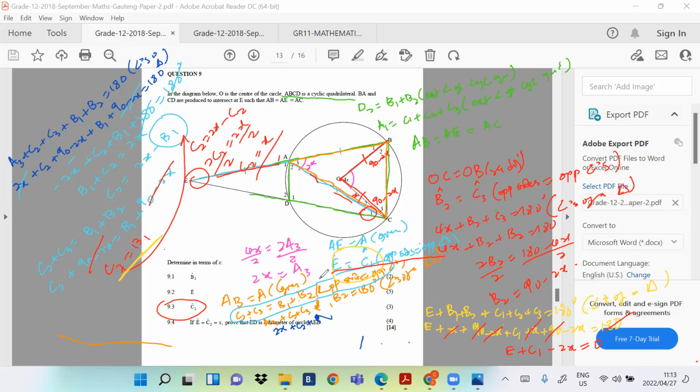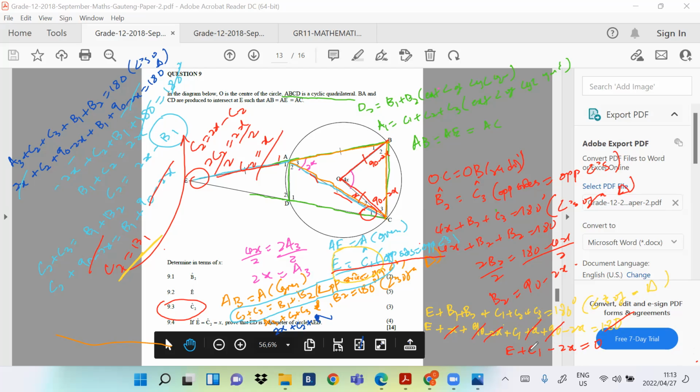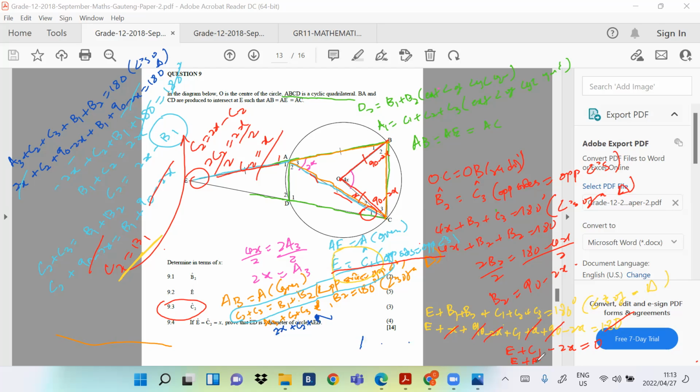Then we take the 2x to the other side. But I think here we made a mistake. Didn't we make a mistake here? Oh, yes, you are right. We are fine. But at the same time, we know E is C1, right? So that means we have E plus E minus 2x is 0. So 2E is 2x. Then we divide by 2. Therefore, E is x. Okay, all right, that was long. So that's that. E is x.